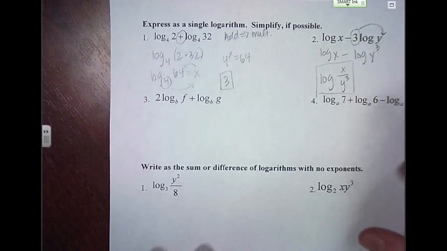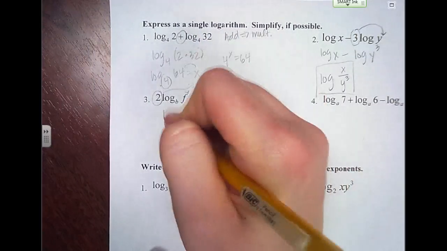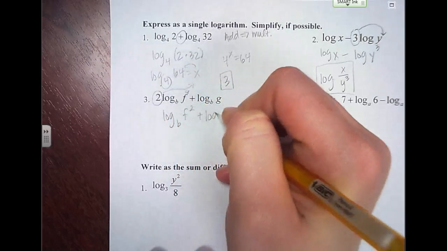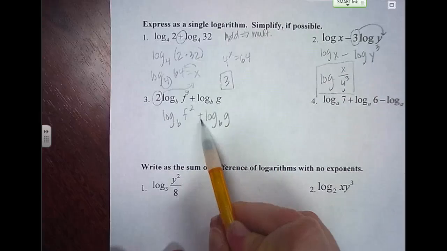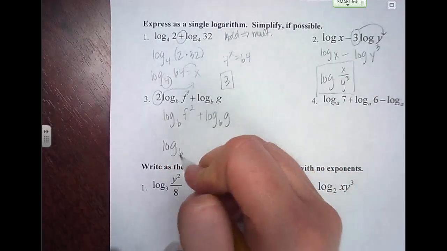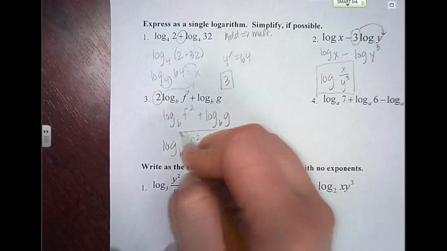Number 3, again, check for powers first. So here's a 2, let's bring that up. Log base b, f to the 2nd, plus log base b, g. Now I have addition here. Addition is multiplication. So when I do the multiplication, it only becomes 1 log now. F squared times g.